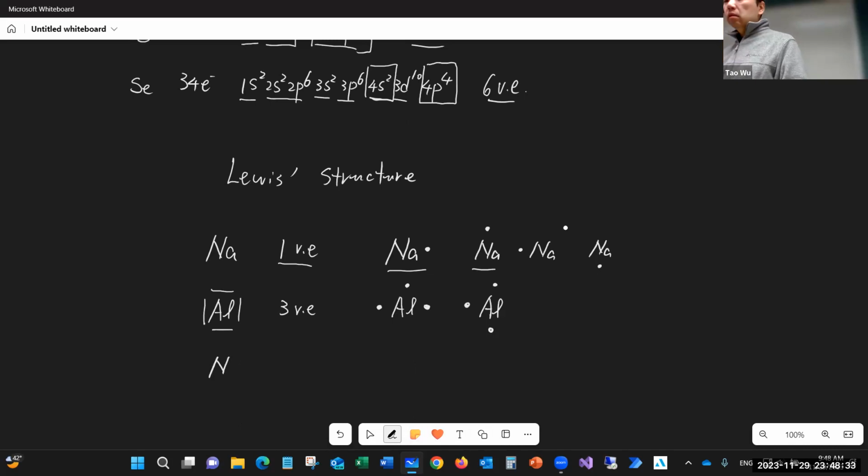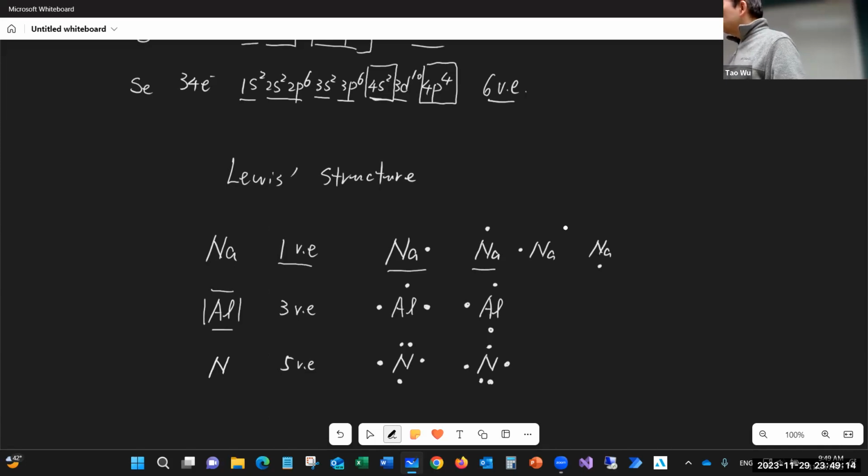For nitrogen, this guy is 5A group, so it has 5 valence electrons. To assign 5, again you put a 1 on each of the 4 sides first. Since we have 1 more, that other one has to pair with another electron. It doesn't matter which side you pair, but you're going to have one side paired and the other 3 unpaired. So this is the Lewis structure for nitrogen.